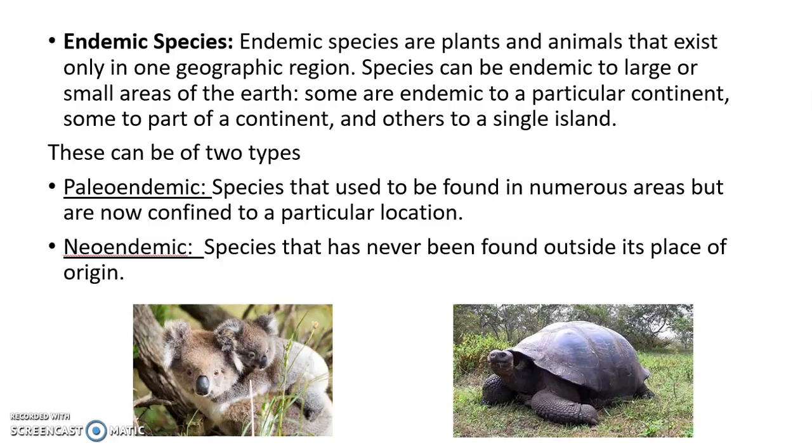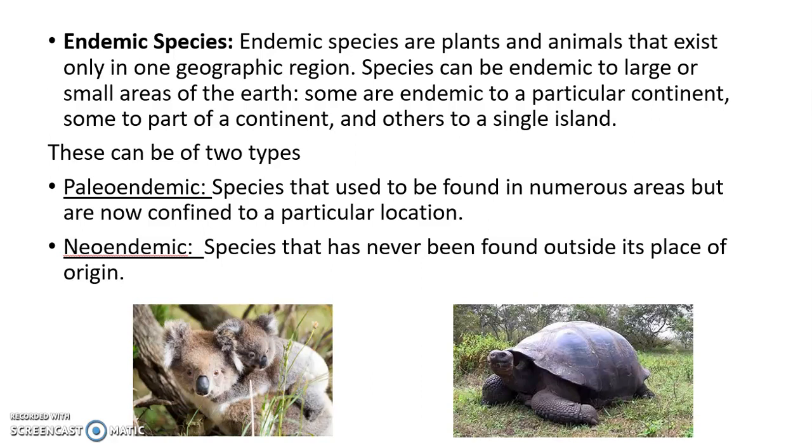So if they are only confined to one geographical region, then these species are known as endemic to that specific region. And this region can be as small as one mountain, or this can be as big as one continent. So the area or region can vary in its width or in its area, like it could be a large or small area of the earth, but the endemic species are confined to one geographical area.